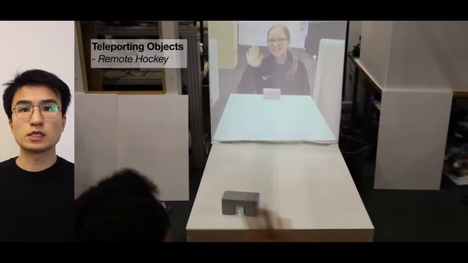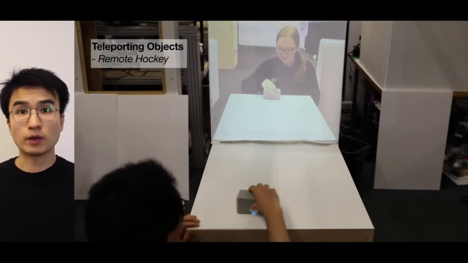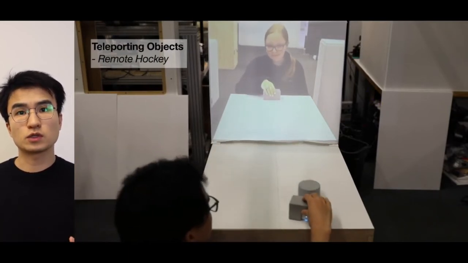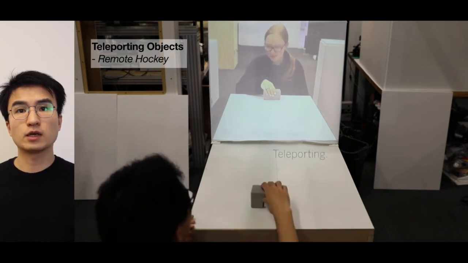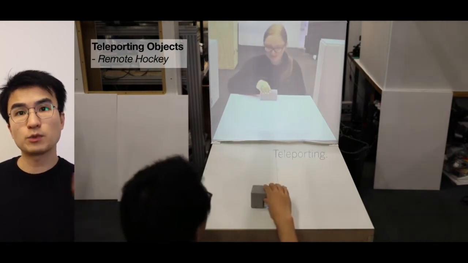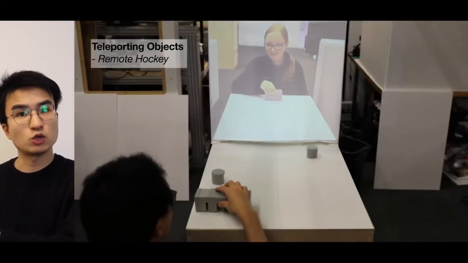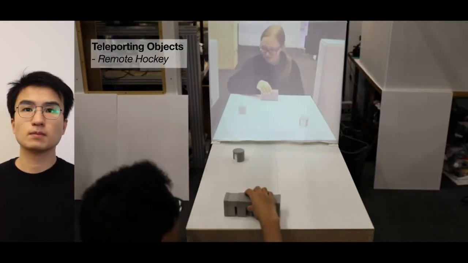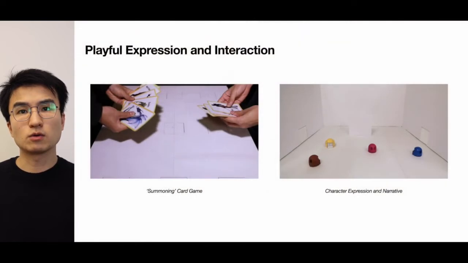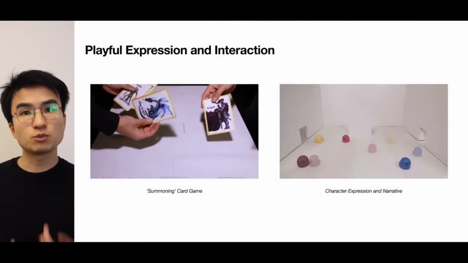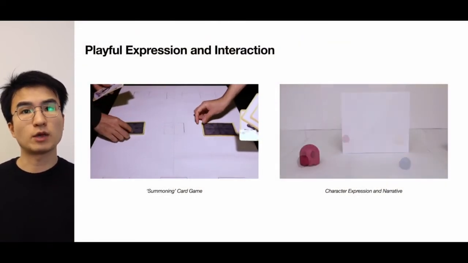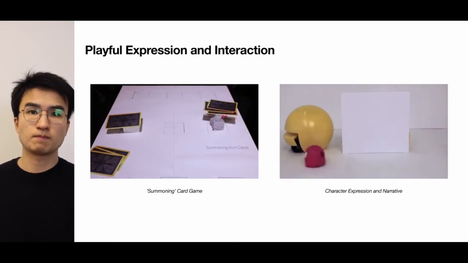The next application is for remote communication or gaming. Here you can see two users enjoying remote physical hockey, where a puck would disappear from one side and appear on the other side to represent the continuity of the remote space. Lastly, Appearables can also be utilized for playful and expressive applications in physical gaming and storytelling as well.